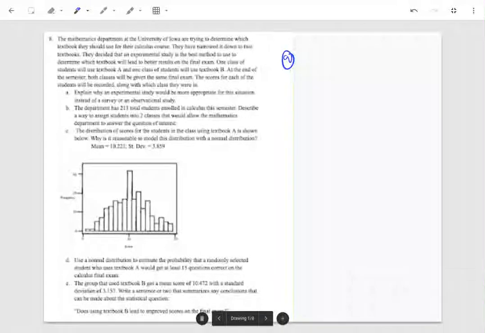All right, number 8, last question. The mathematics department at the University of Iowa are trying to determine which textbook they should use for their calculus course. They have narrowed it down to 2 textbooks. They decided that an experimental study is the best method to use to determine which textbook will lead to better results on the final exam.